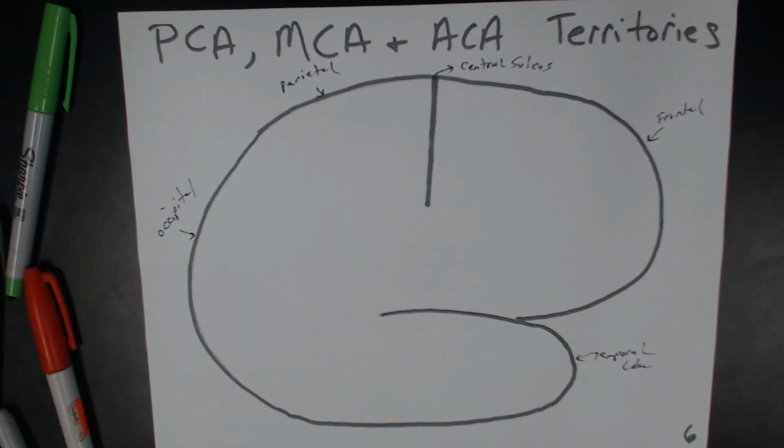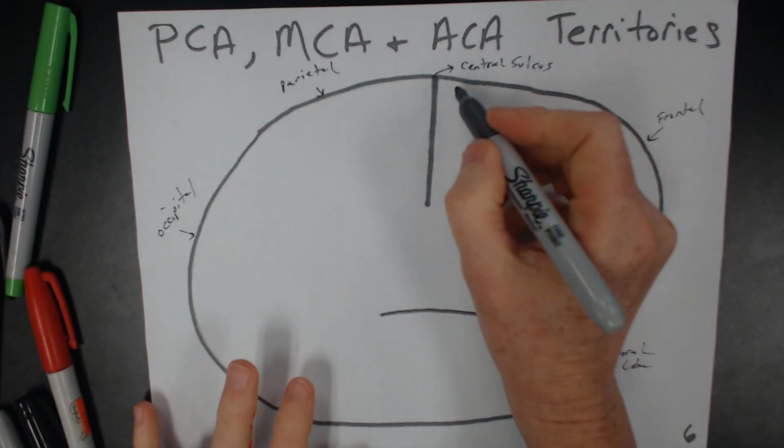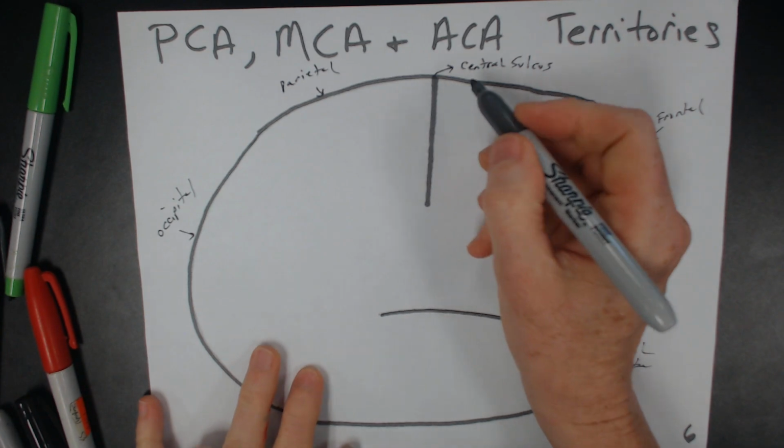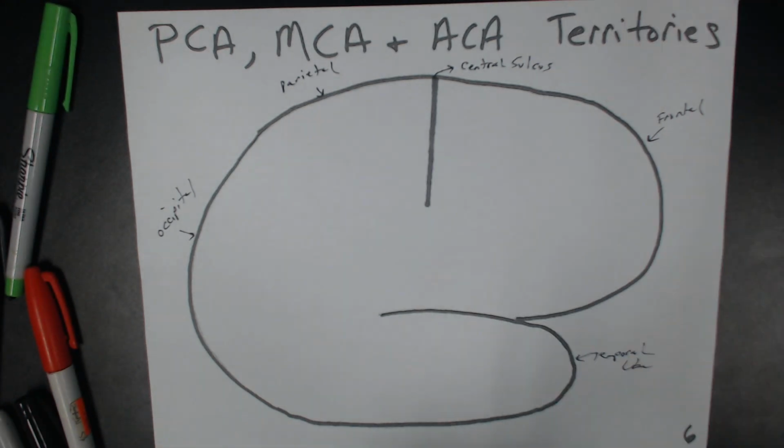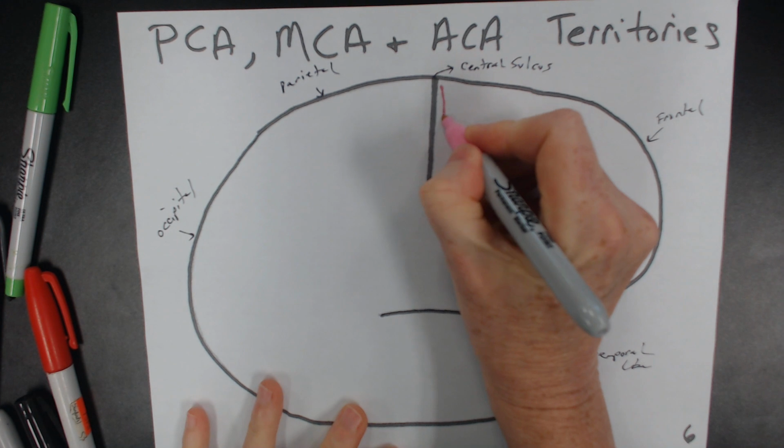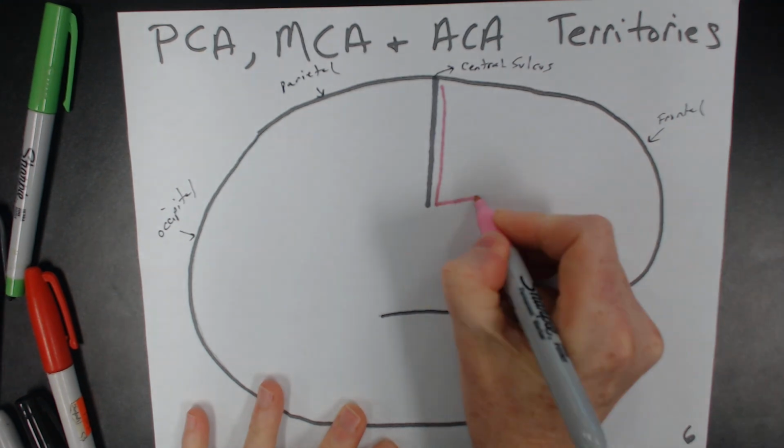I also want to draw in, in front of the central sulcus, there was something that I said that was involved in motor function. Does anybody remember the name of that? Yeah, that's your precentral gyrus. I'm going to draw that in pink because I like to keep the red there, but I don't want to. This is going to be your precentral gyrus.